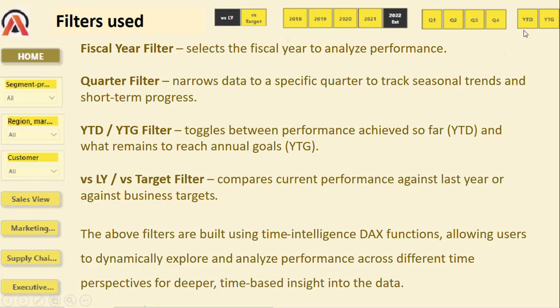And here we have filters like year to date and year to go, which will give you the performance between what we have achieved so far and what is remaining to achieve. There is another filter which is last year versus target. It compares the current performance against last year and against business targets. These filters are built using time intelligence DAX functions, allowing users to dynamically explore and analyze performance across different time perspectives for deeper time-based insights into the data.